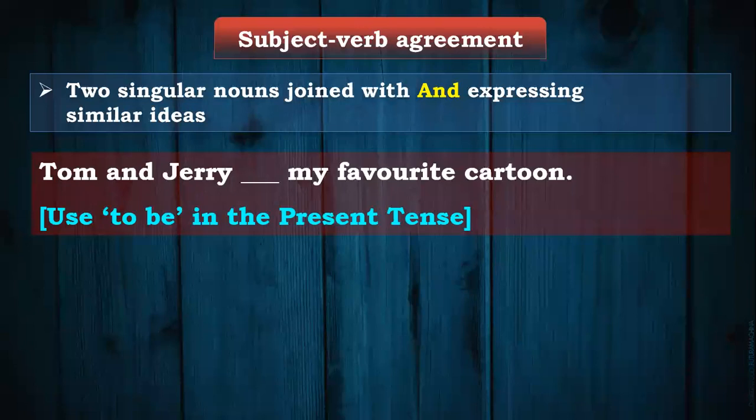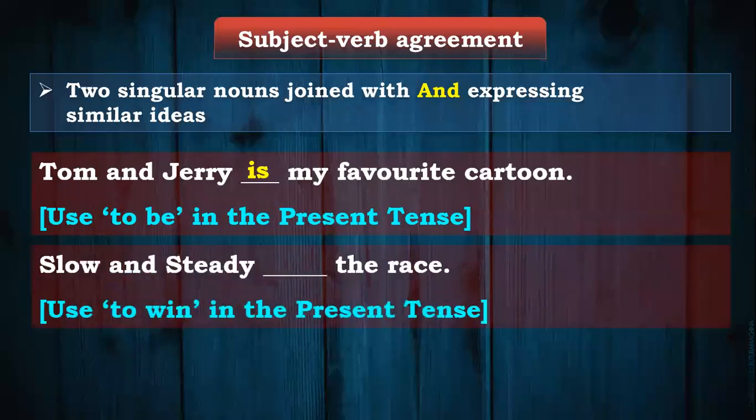So Tom and Jerry. Now we are supposed to use the to be form. So we know what is a to be form. Am, is, are, was, and were. So exactly, it is Tom and Jerry is my favorite cartoon because it is a single term. You see? Same goes with this one. Slow and steady dash the race. Well, it's very easy. Come on, tell me. Wins the race. Isn't it easy? Slow and steady wins the race. Right? Are you guys getting it? See the way you guys are going to learn all these things so easily. Right? So now we are going ahead with the next one.